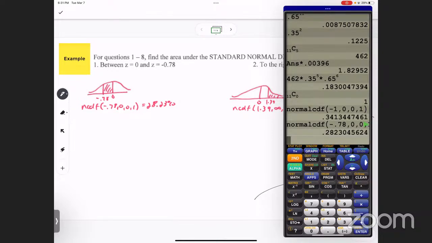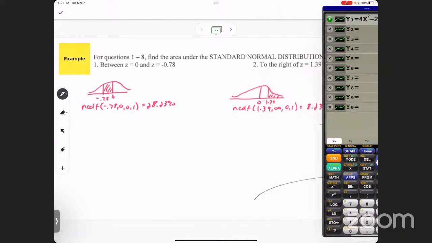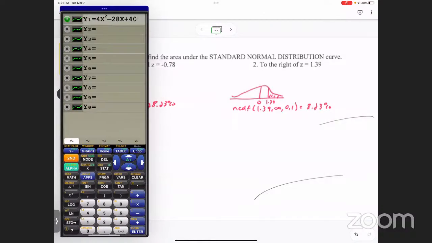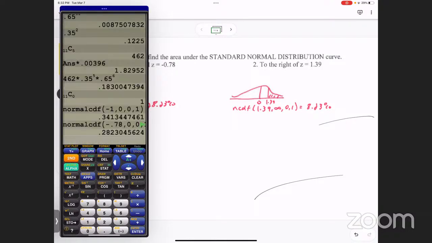Yeah, I just did it too. Oh, that's what they want you to do here. So to the right of 1.39, you would put infinity in there. You understand that? Because you're trying to find the area under the curve, or the percentage under the curve. On my calculator, it just says lower and upper. I just typed in negative 0.78 and 0 without parentheses and it gave me 28%.